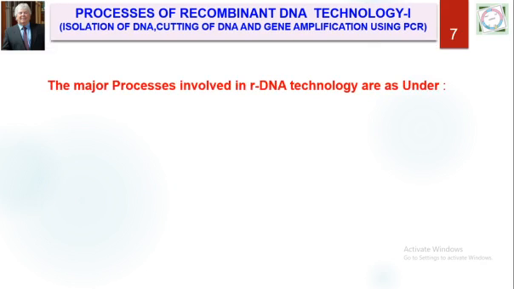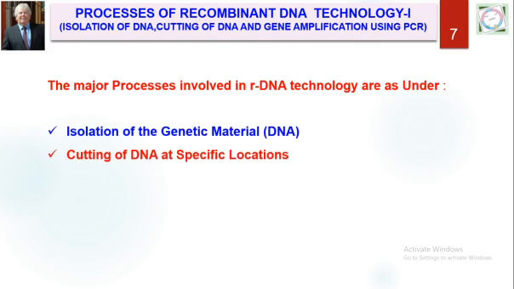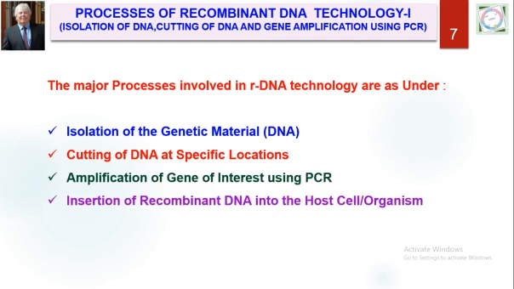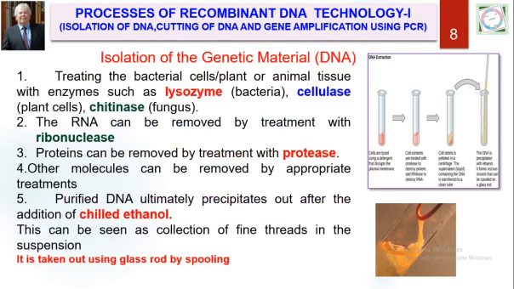Let's get started. The major processes involved in recombinant DNA technologies are as under. First, we'll isolate the genetic material of the DNA. Then, it is cut at specific location using restriction enzymes. Then, amplification of the gene of interest using PCR or polymerase chain reaction. Then, after creation of recombinant DNA, insertion of recombinant DNA into host cell or the organism, and at last obtaining the foreign gene product. First of all, let us focus on isolation of genetic material or the DNA.